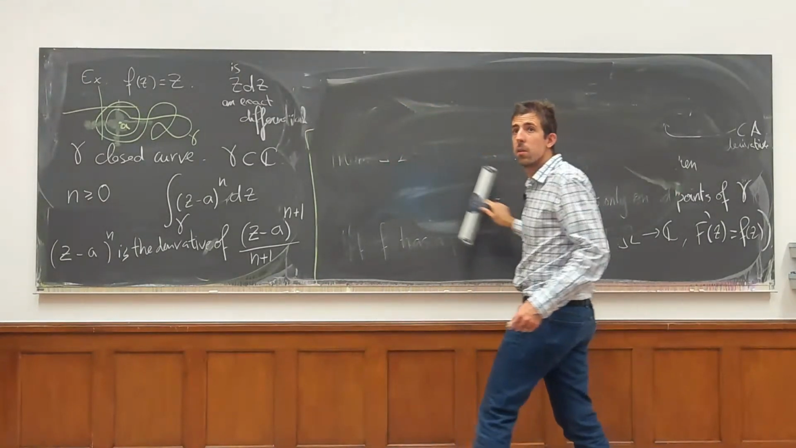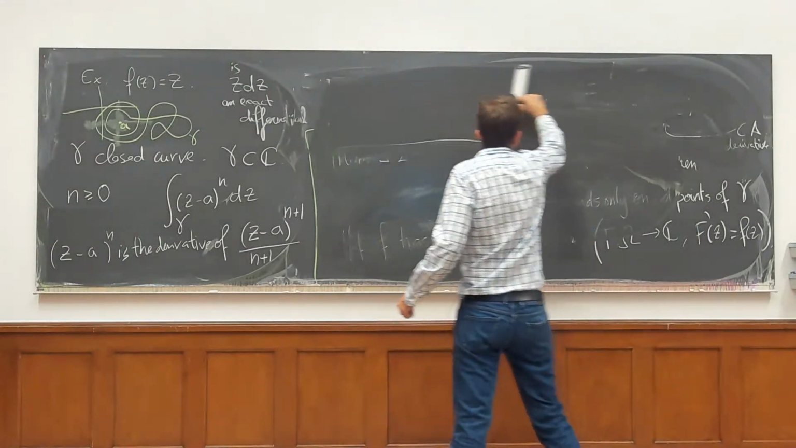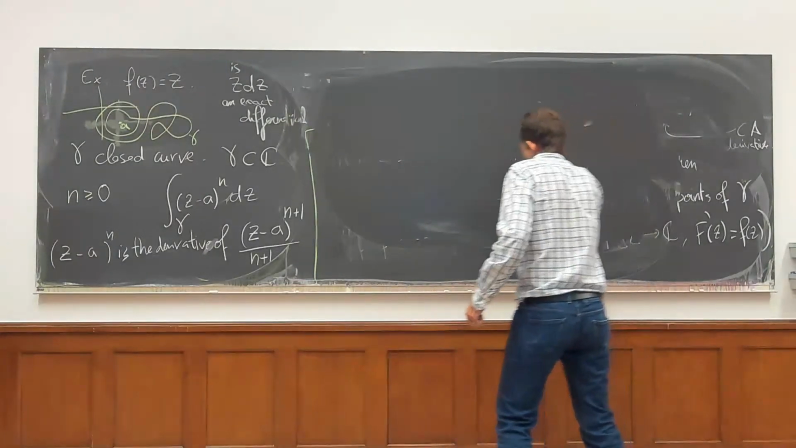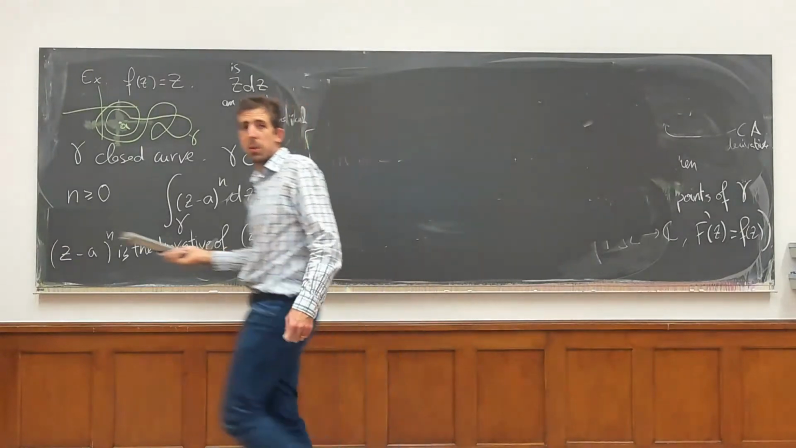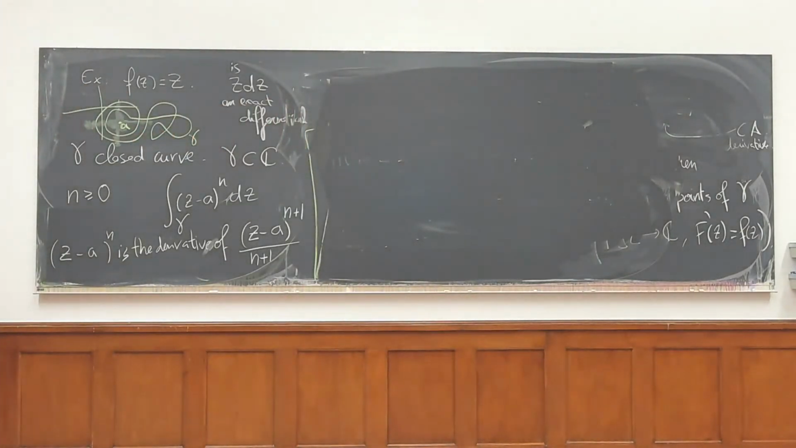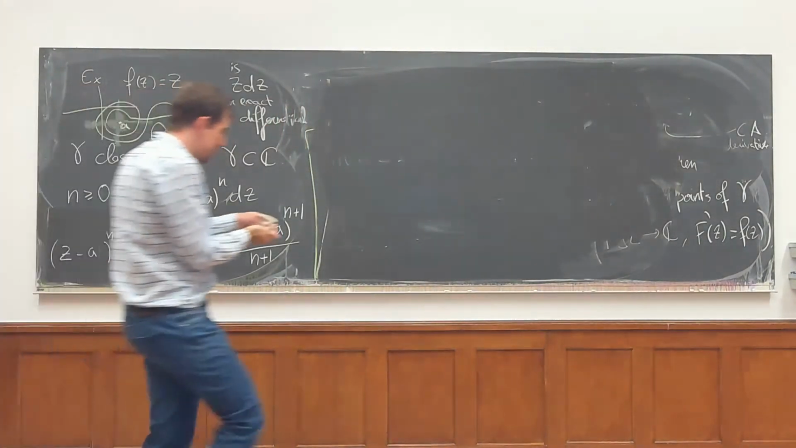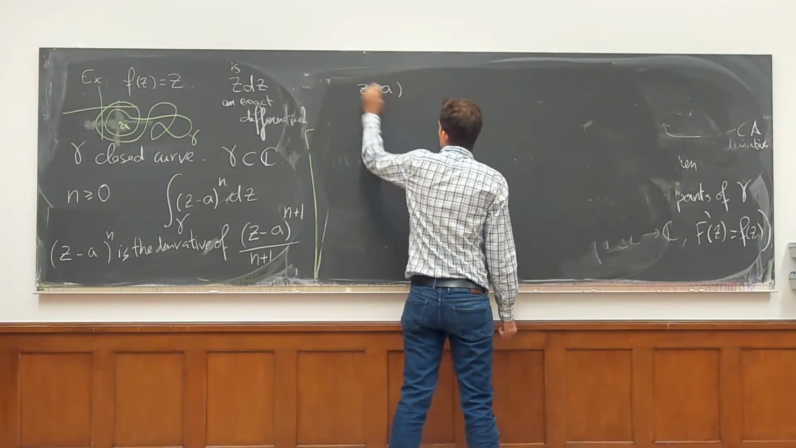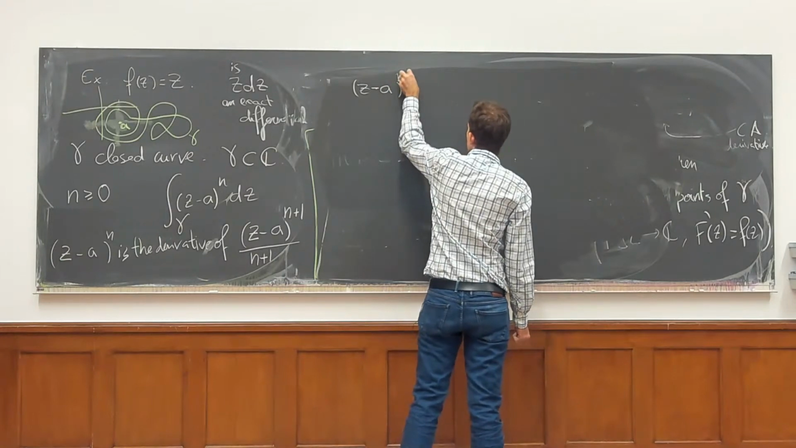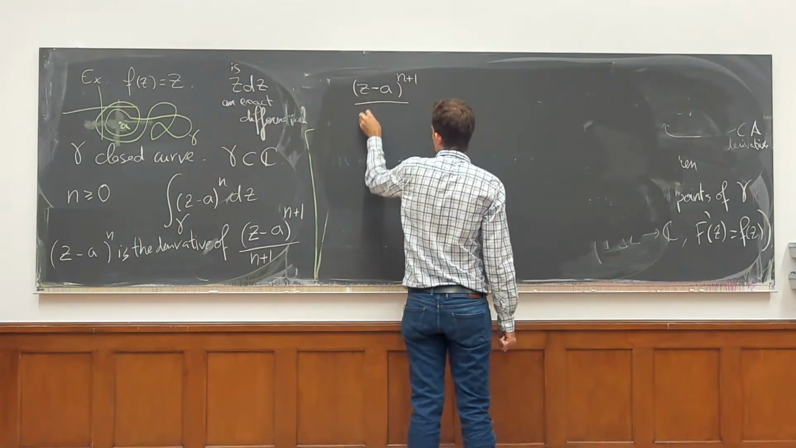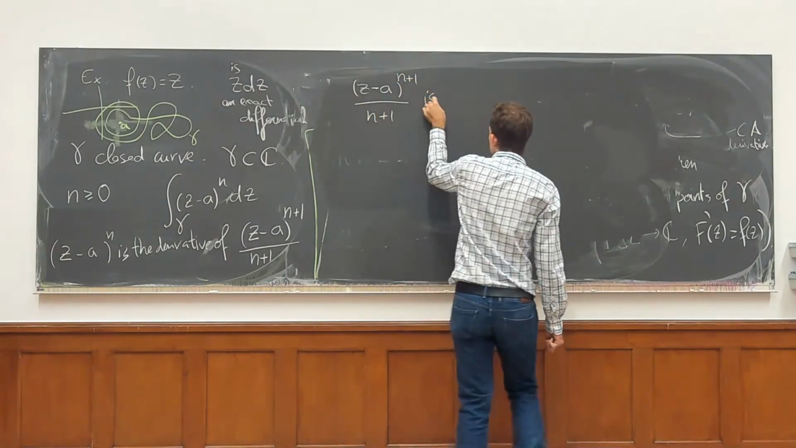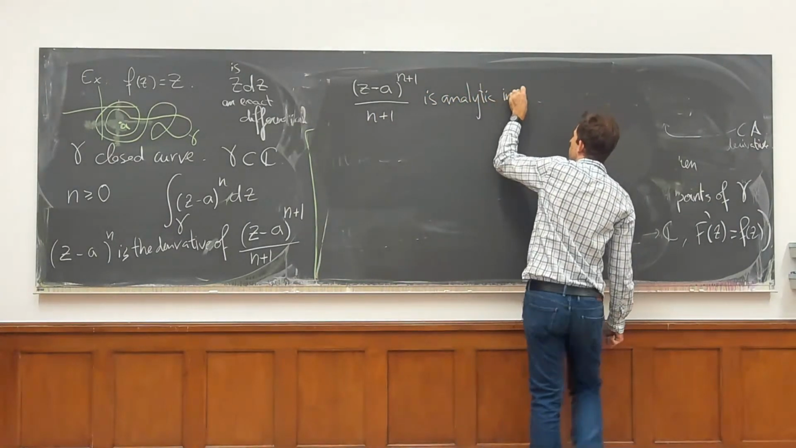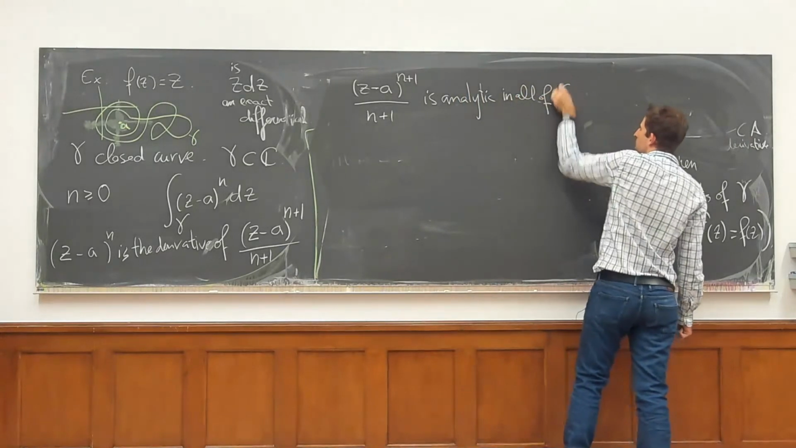Okay, so let's see. I really want to show you something cool today, so I'll try to do it in the last 5 minutes. Does everyone agree with this? And this is analytic, right? And (z − a)^(n+1) over n + 1 is analytic in all of C. Great.